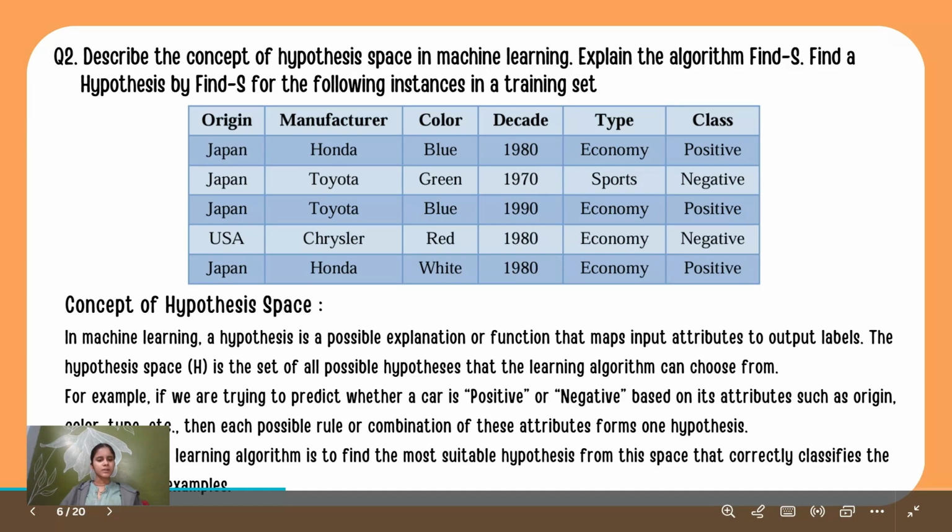So, the concept of hypothesis space in machine learning: a hypothesis is a possible explanation or a function that maps input attributes to the output label. The hypothesis space H is the set of all possible hypotheses that the learning algorithm can choose from. For example, if we are trying to predict whether a car is positive or negative based on attributes such as origin, color, or type, then each possible rule or combination of these attributes forms one hypothesis. The goal of the learning algorithm is to find the most suitable hypothesis from the space that correctly classifies the given training examples.